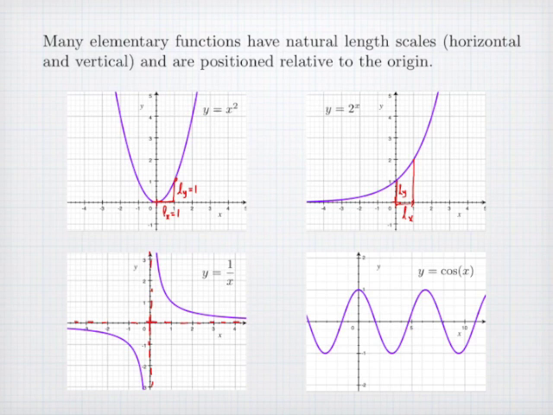There's a natural length scale based on this graph as well, going through 1, 1, so that I have a natural vertical length scale of 1 and a natural horizontal length scale of 1 as well. Notice that those are actually the same length scales as the parabola, and that's because both of these are power functions. I can write 1 over x as x to the minus 1.